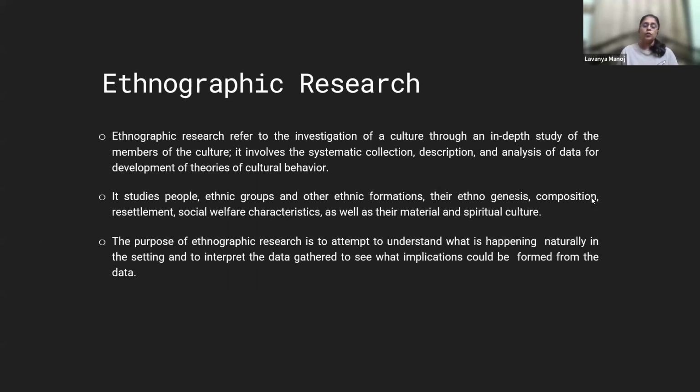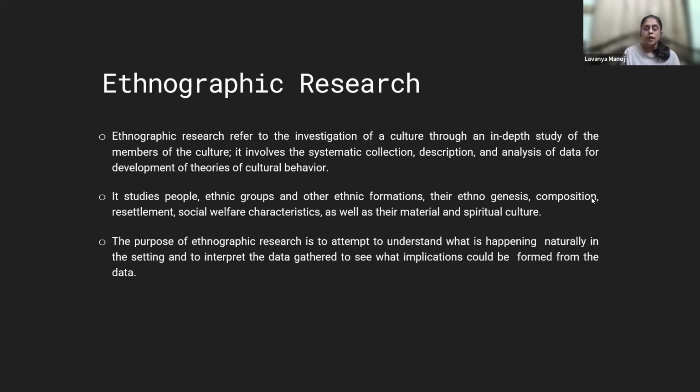And then you have ethnographic research. It refers to the investigation of a culture through an in-depth study of the members of the culture. It involves systematic collection, description, and analysis of data for the development of theories of cultural behavior. So here it can be a mix of qualitative and quantitative. You can apply both types of research methodologies for conducting ethnographic research.